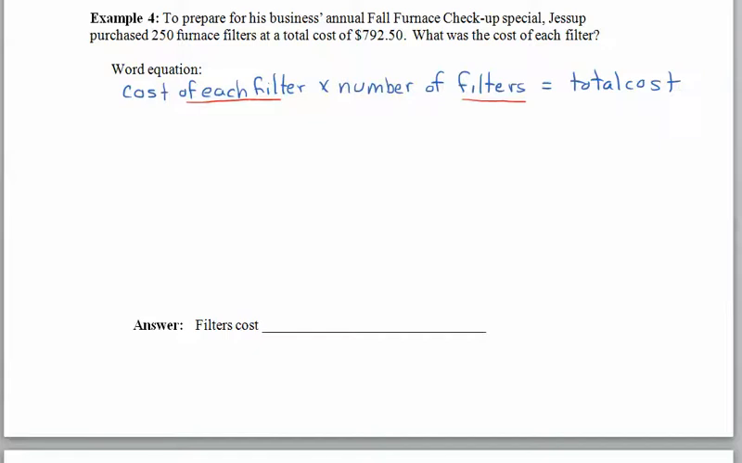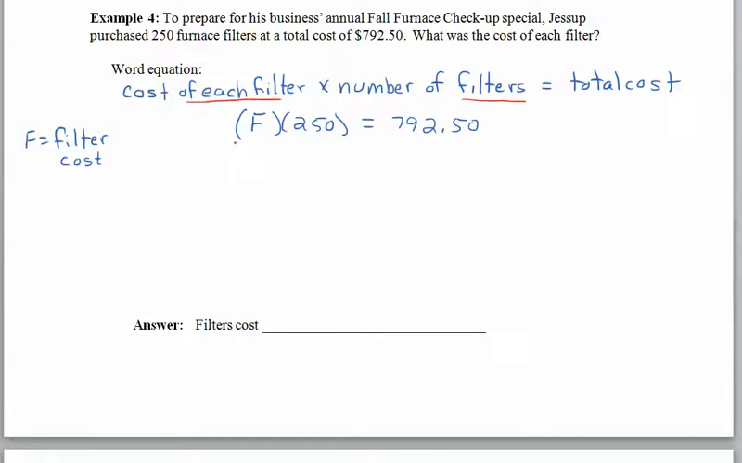All right, so the cost of each filter, well, we don't know that, so let's call it something. I'm going to call it capital F, but whenever you create a variable to stand for something, you should always remind yourself what it stands for. So F is the filter cost. Later on, we'll be working with problems that have more than one unknown, and it's really important to be able to keep our variables separated from each other. We should be able to tell which one is which. So we've got the cost of each filter multiplied by the number of filters, which happen to be 250, and that gives us our total cost of $792.50.